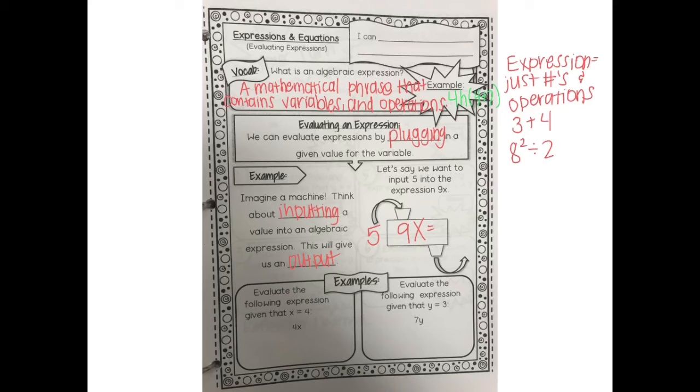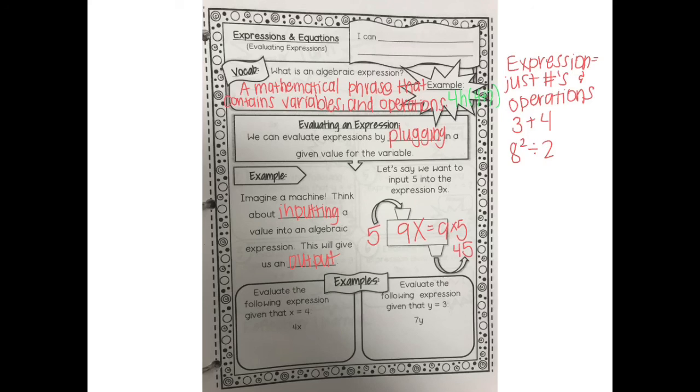9 times 5. What's the expression, not the value yet? 9 times 5. That's going to be the output. So what is the value of 9 times 5? 45. So we substituted, or plugged in, 5 for the variable. We solved it using order of operations, and we got the final value of 45. Try the 2 examples at the bottom on your own, please.